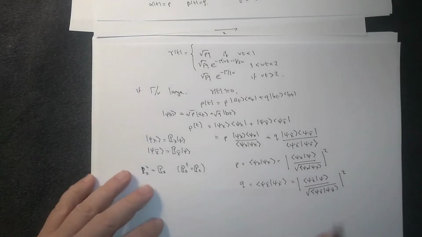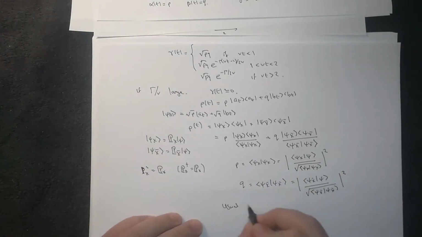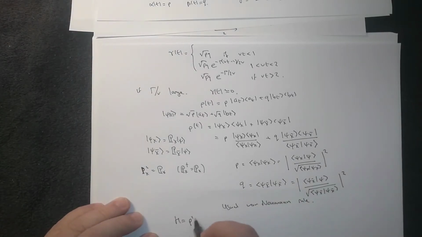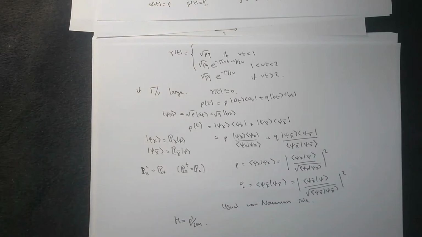And this is the usual von Neumann rule for the collapse of the wave function. In effect, the measurement has forced the pure state into a mixed state with the usual probabilities. We want to apply these ideas for the free particle Hamiltonian H is p squared over 2m instead of our toy model that we just used.